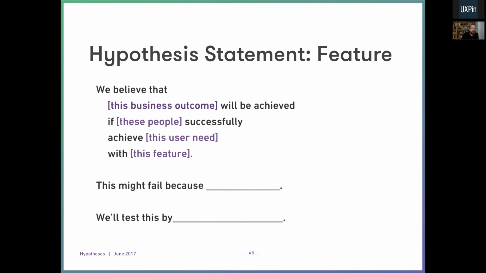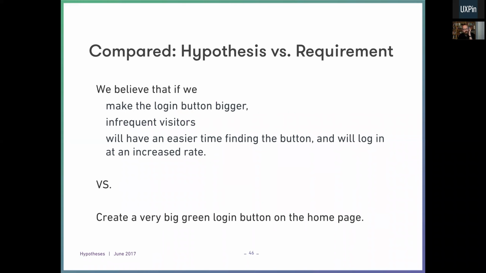So the second part is the evidence, right? What's the failure or success criteria, and what's the evidence we're going to gather to know if we're right or wrong? Let me give you a more specific example of this. At the top is a hypothesis. We believe that if we make the login button bigger, infrequent visitors will have an easier time finding the button and will log in at an increased rate. And so that's a concrete example of that hypothesis statement.